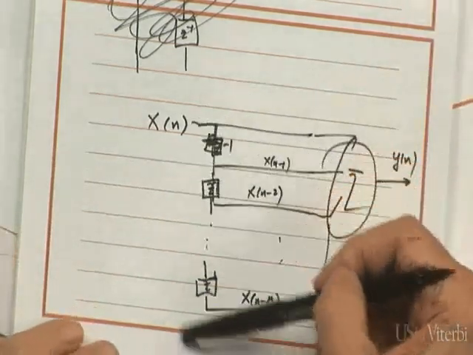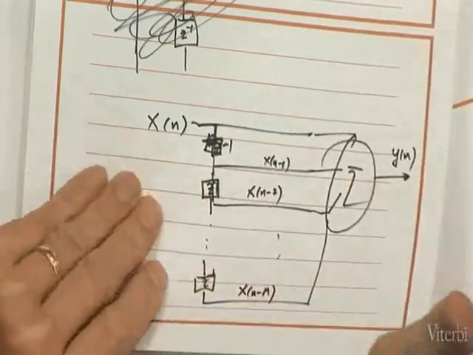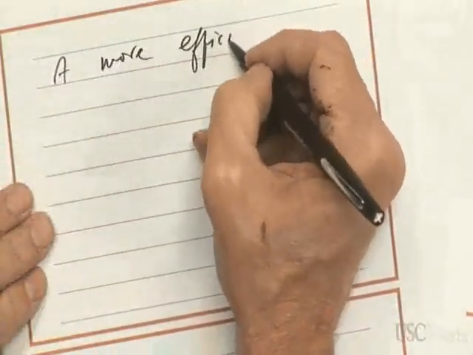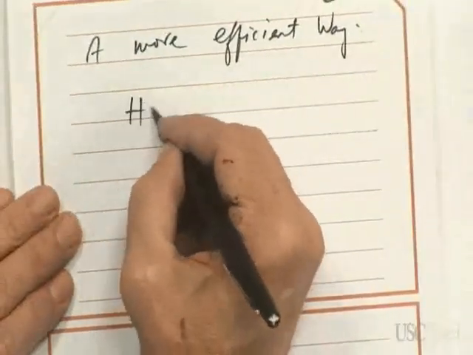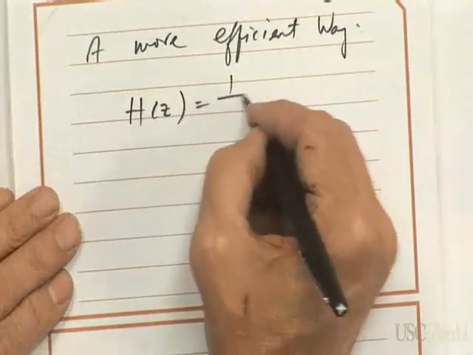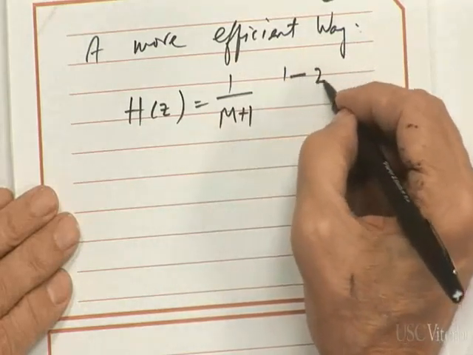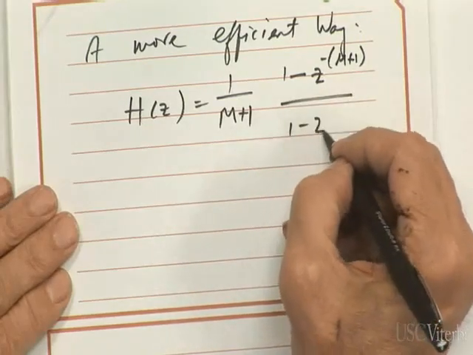The only thing is it takes all these adders to do it. Is there a different way? Now here's where the Z transform domain actually helps you from the point of view of implementation. Okay? So I will say a more efficient way. A more efficient way. Well, let's go back to that Z transform. H of Z is equal to 1 over m plus 1 times 1 minus Z to the minus m plus 1 over 1 minus Z inverse.